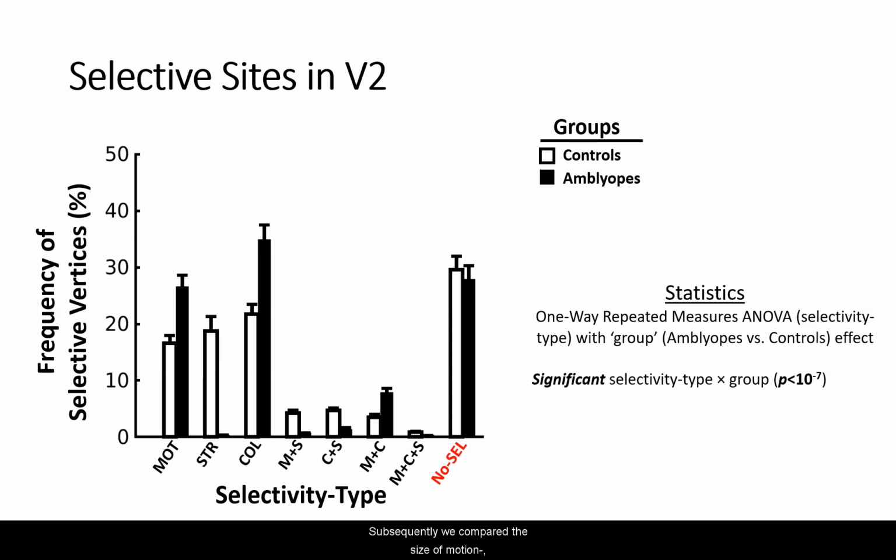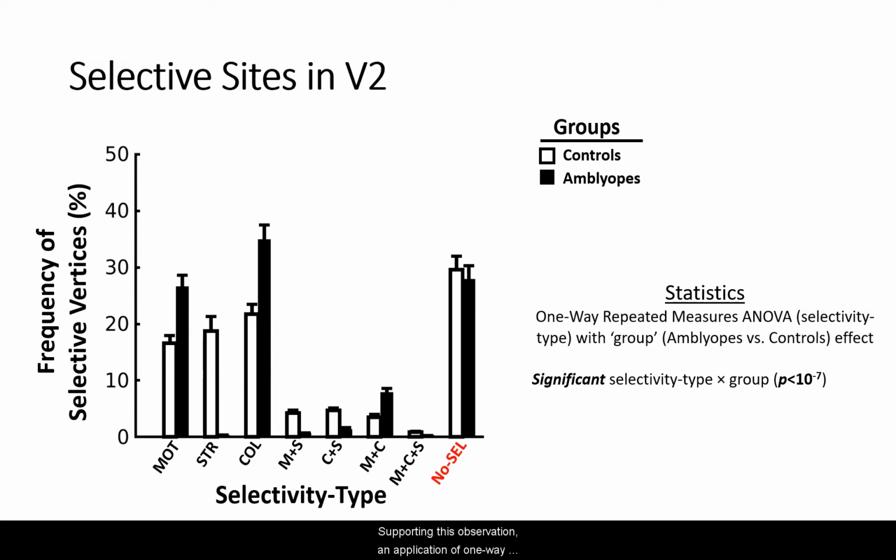Subsequently, we compared the size of motion, stereo, and color selective clusters between amblyopes and controls quantitatively. All measures are normalized relative to the size of area V2. In area V2, you can see a clear decrease in the number of stereoselective vertices. But interestingly, this effect was accompanied by an increase in the frequency of motion and color selective vertices, while the number of vertices that showed no selective response, including those that represented the location of the fixation object, was statistically equivalent between the two groups.